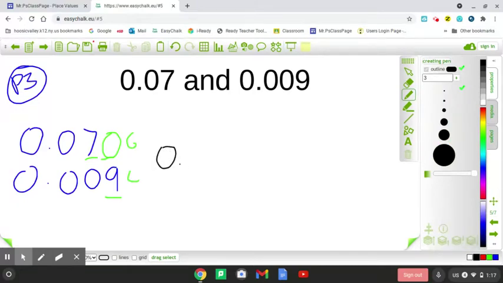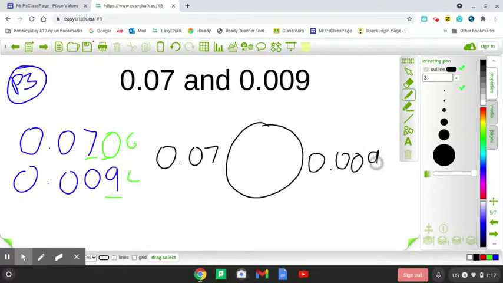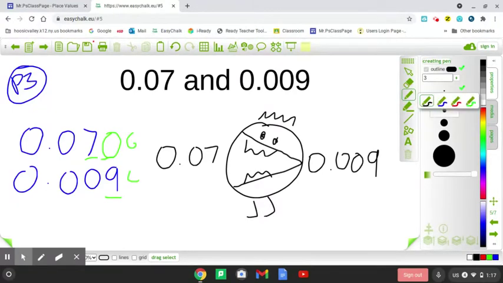So when we write our inequality statement, we know which side to feed Eddie. He's going to eat the 7 hundredths. And be sure to read it correctly. 7 hundredths is greater than 9 thousandths.